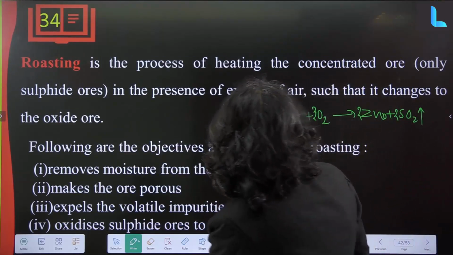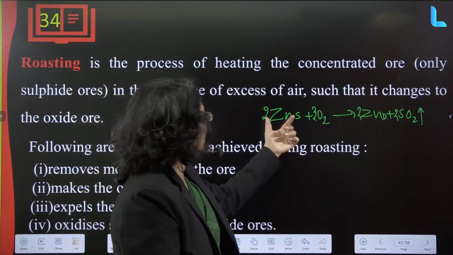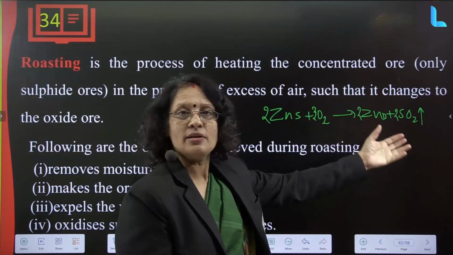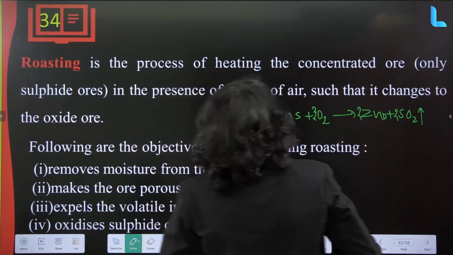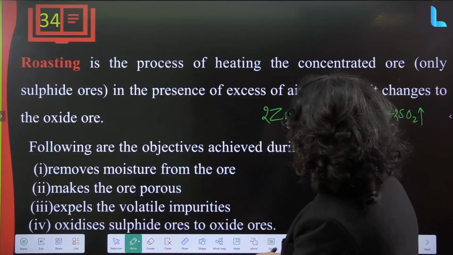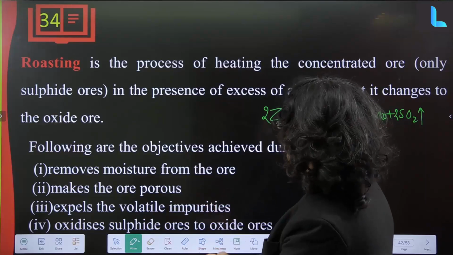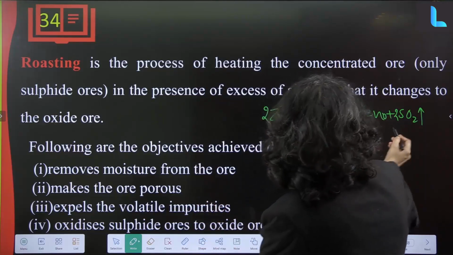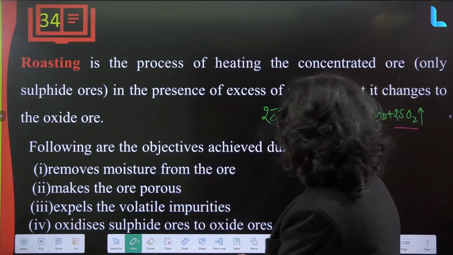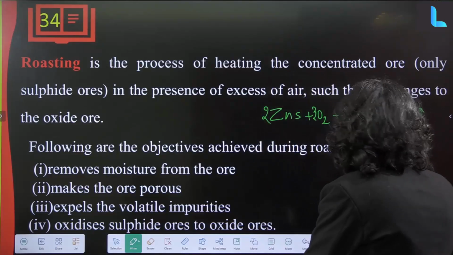Roasting is the process of heating the ore in excess of oxygen, again below its melting point. Again the ore will be converted to its oxide, and sulfur dioxide will be removed as an impurity, such that it changes to oxide ore. What are the things that happen? Moisture is removed, the mass becomes porous, volatile impurities like sulfur dioxide are expelled, and sulfide ores are oxidized to oxide ore, zinc oxide in this case.